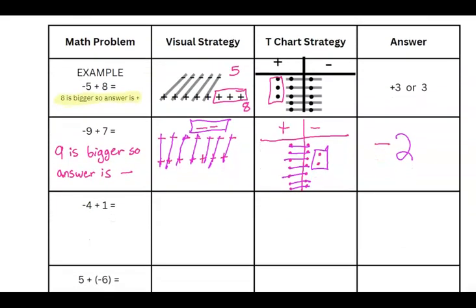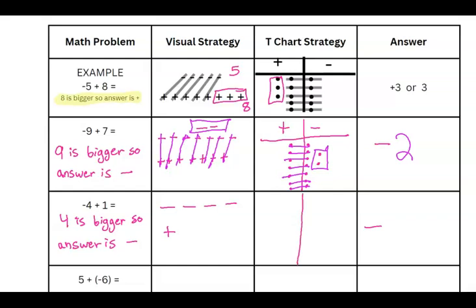Let's take a moment to set up the next problem. The first thing I looked at is whether the 4 or the 1 is bigger. The 4 is a bigger number, so the answer must be negative, so I'm going to put a negative in the answer box. First, I'm going to set up my visual strategy. The first number is a negative 4, so I'm going to draw 4 negatives. And then there's a positive 1, so I'm going to put a positive.